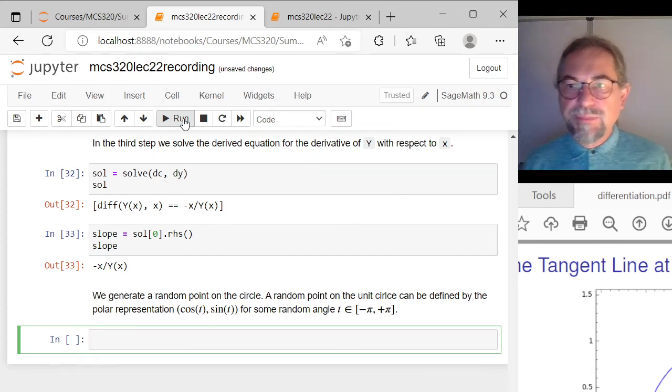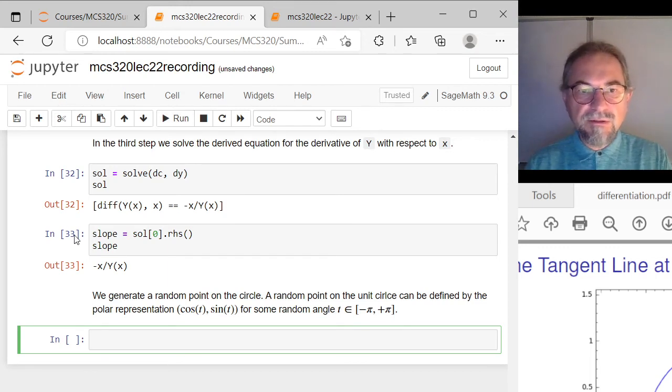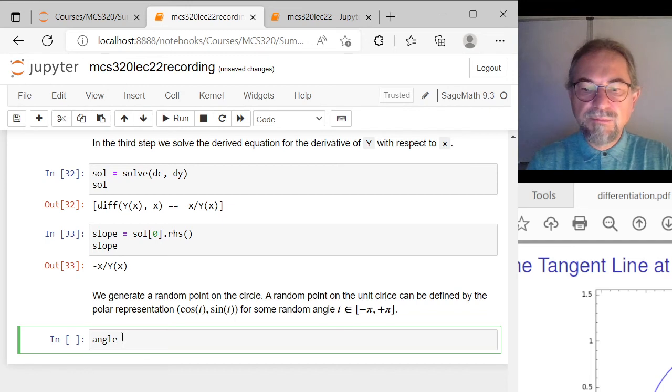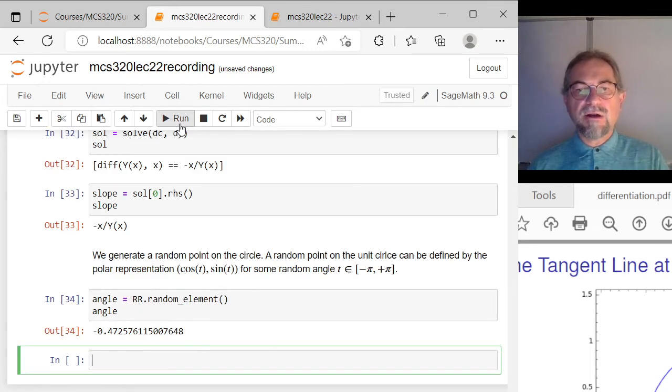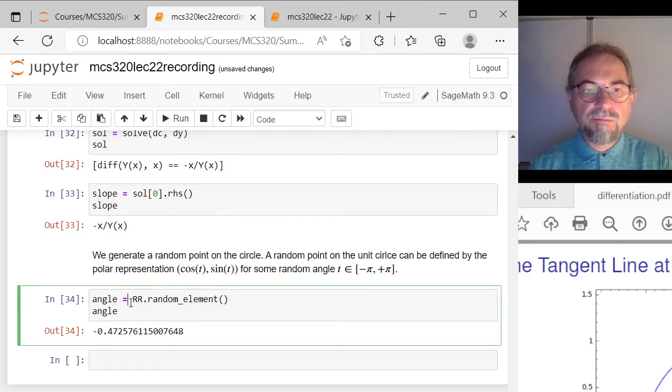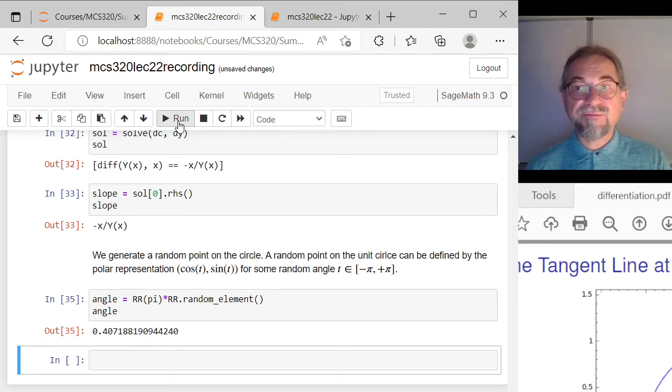So there are other ways to pick points, but a very good way is by generating an angle, a random number, because actually I want to avoid the situations where y equals 0. So if I pick a random element from the RR, I will always get a number between -1 and 1. So that's why I will multiply with the numerical approximation for pi. So here now I have a positive number.